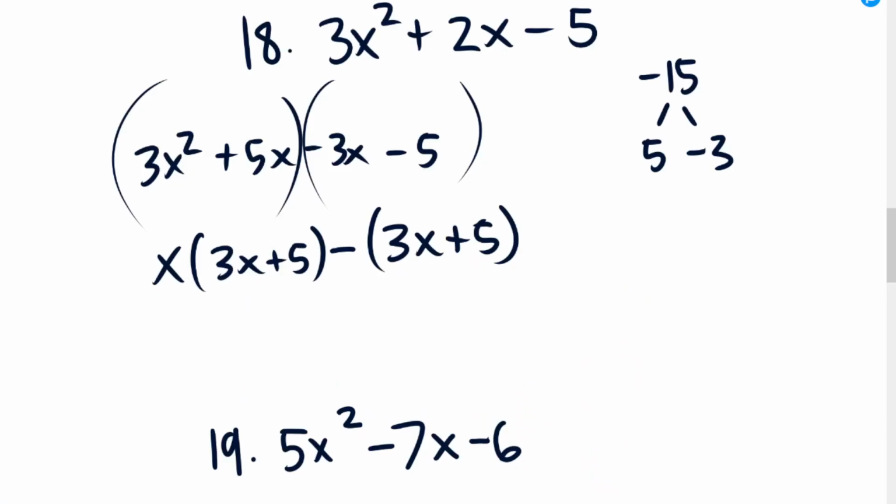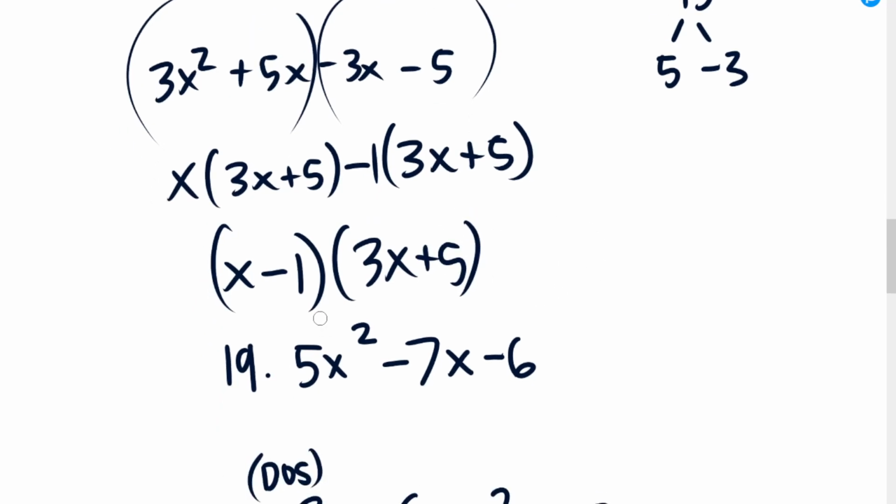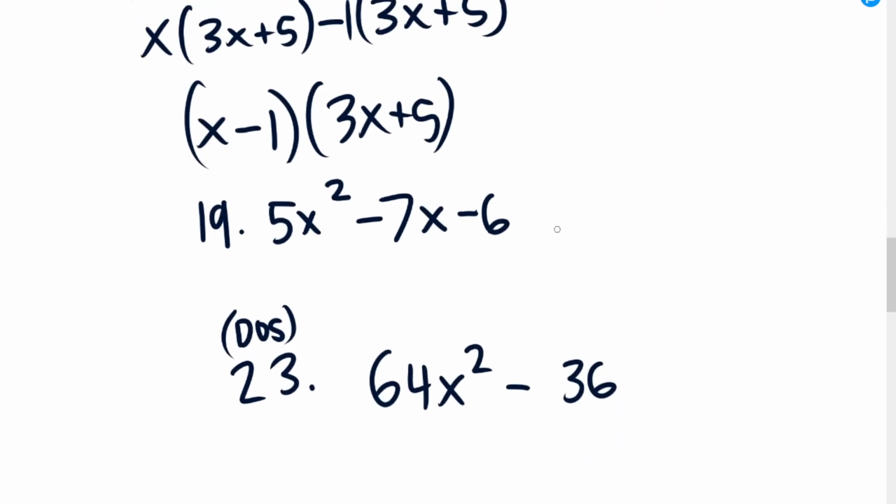Yeah. So basically now what we can do is we can take this out. That leaves us with x minus 1, because we took out a negative 1, multiplied by 3x plus 5. If we were to multiply this out by FOILing, it should give us our original equation that we started with.